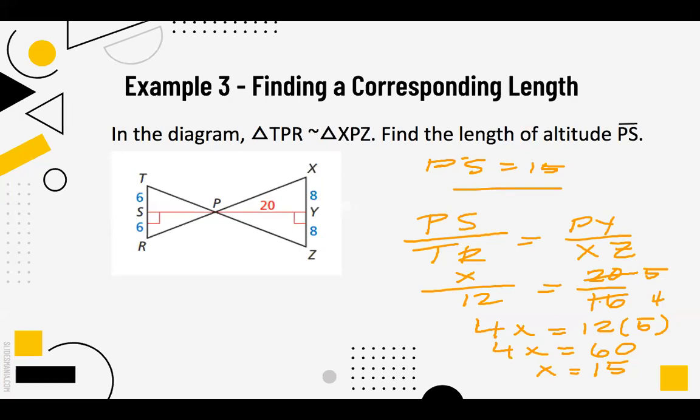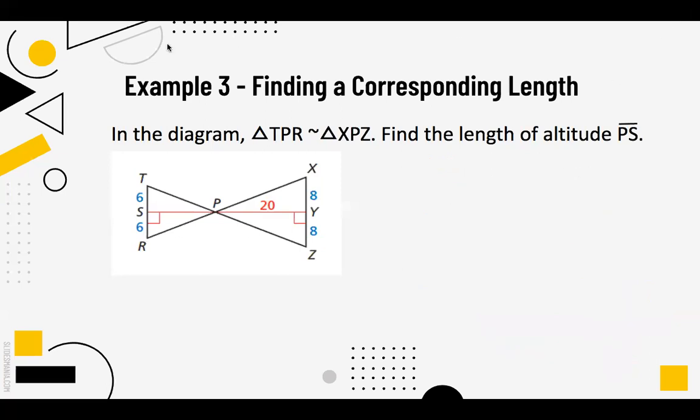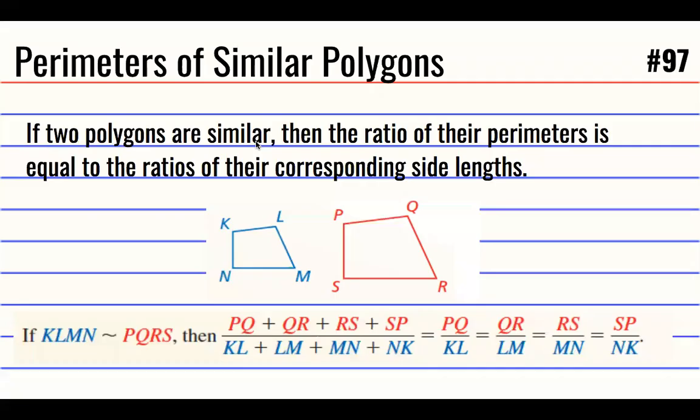All right. So now let's look at the next card. If two polygons are similar, then the ratio of their perimeters is equal to the ratio of the corresponding side lengths. So basically, the perimeters work just like the side lengths in that the perimeter is going to be just as proportional, which makes sense because all you're doing is adding the sides together. So perimeter is proportional in similar polygons.